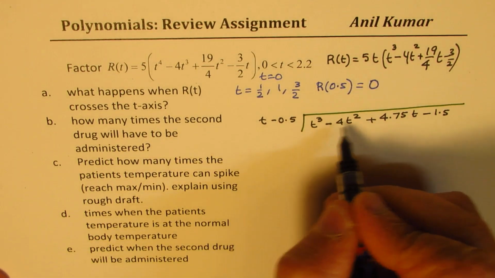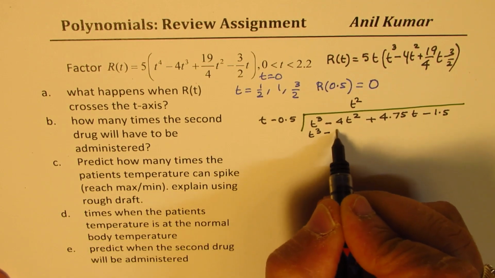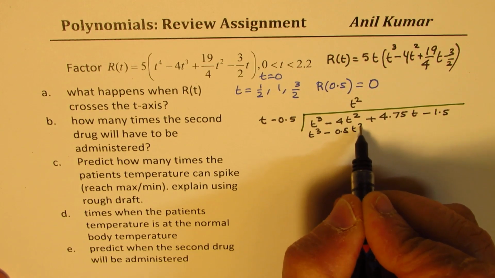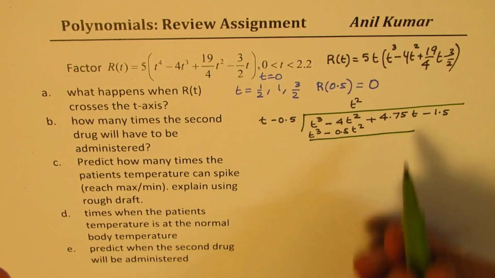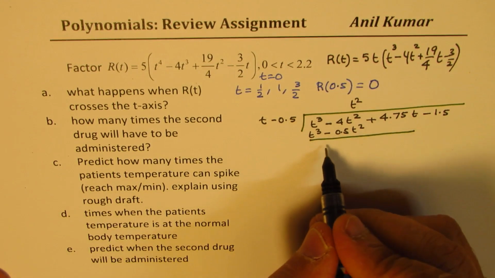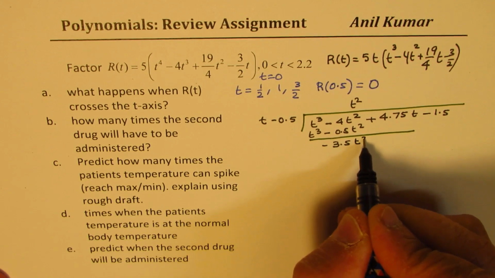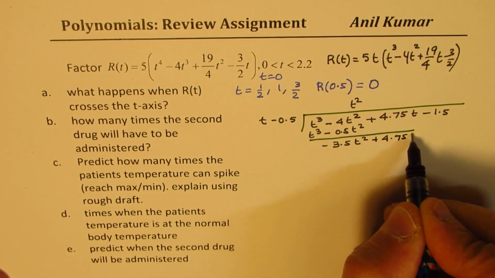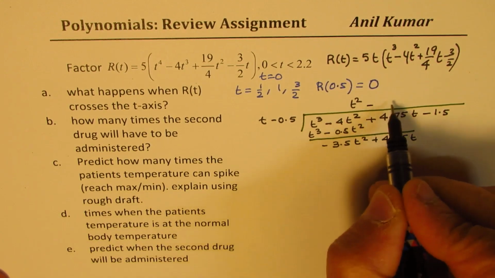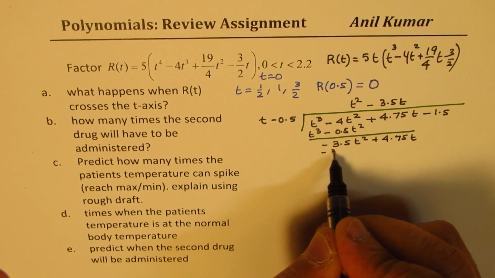Now, the first thing we could do is t squared here. So we get t cubed minus 0.5 t squared. And when you take this away, we get minus 3.5 t squared. Bring down 4.75 t. Now it should be multiplied by minus 3.5 t, so that will take care of the first term.